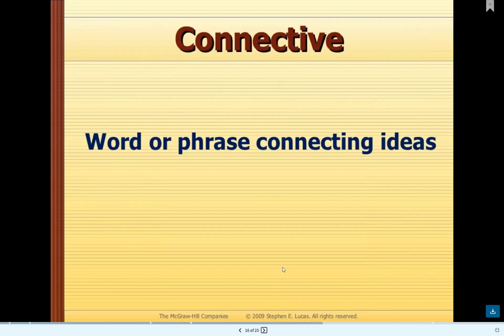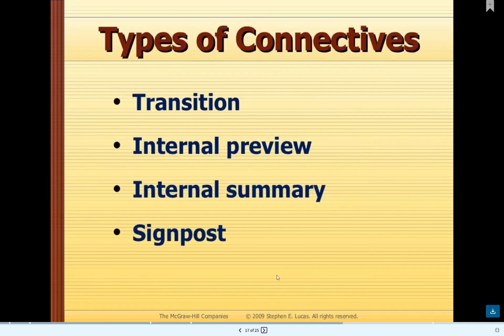Another important thing is connectives. Without connectives, a speech or conversation may look very dull and boring. What is a connective? It's a word or phrase that connects ideas. Moving on to the next one. Types of connectives could be different ones.